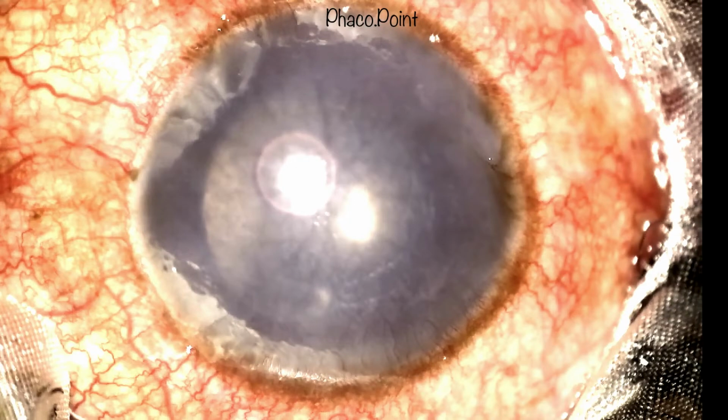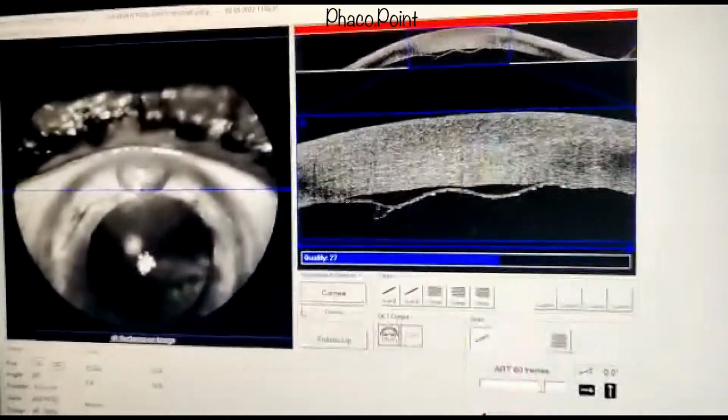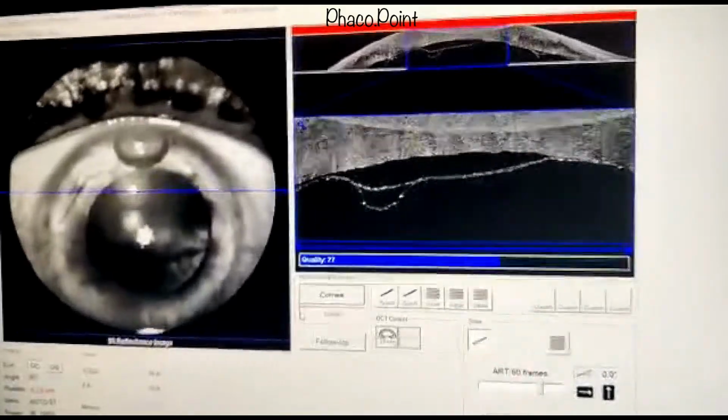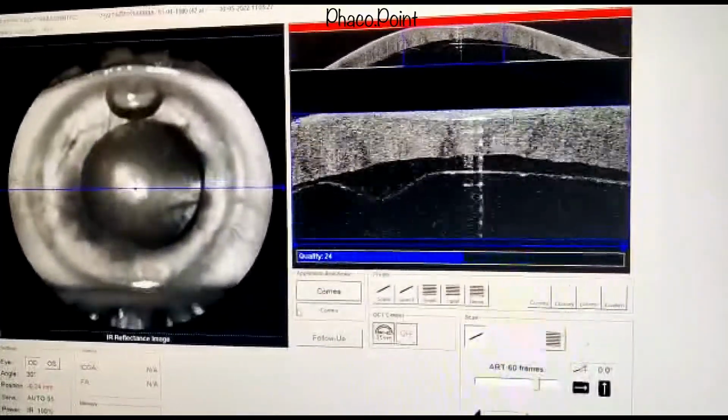However, on day 1 post-operatively, this is what we saw. The patient had a vision of just counting fingers close to face and a diffuse corneal edema corresponding to the area of the detached Descemet's membrane. An anterior chamber OCT was then performed, which revealed the presence of the complete detachment of the same Descemet's membrane.